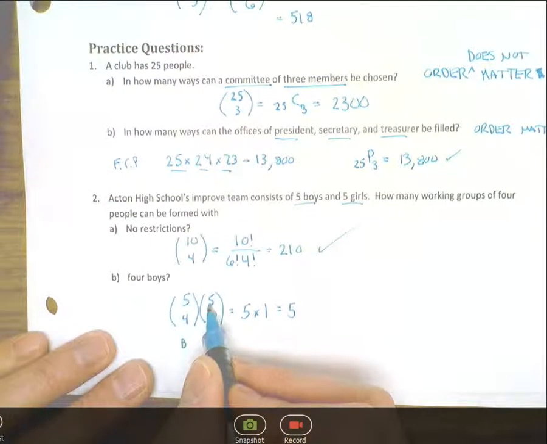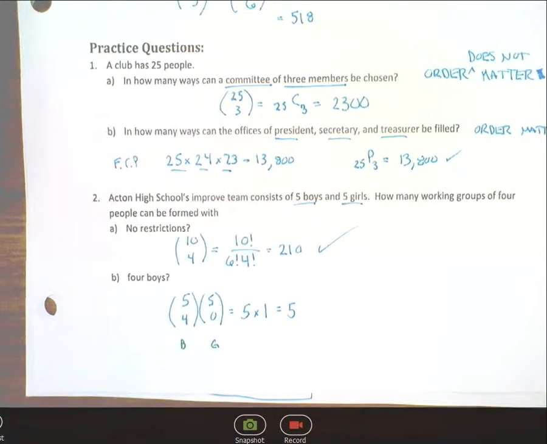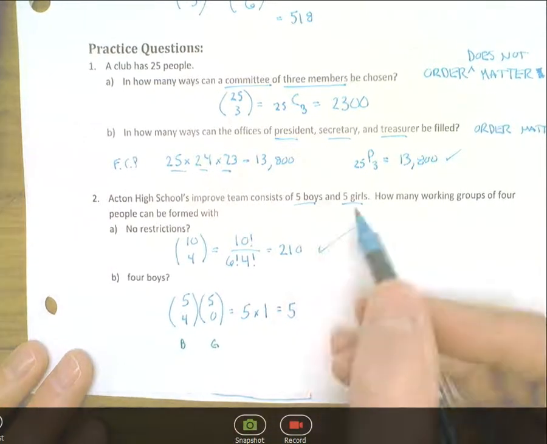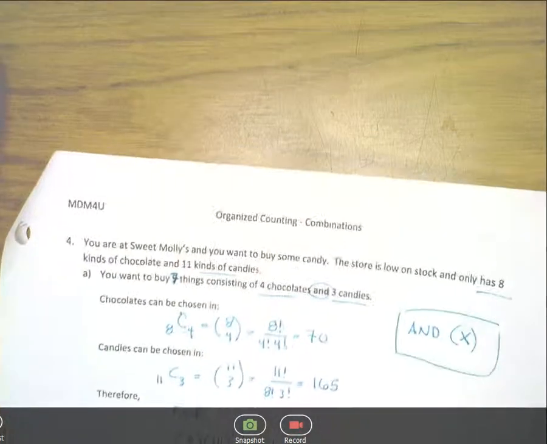Now notice, 5 plus 5 is 10, and 4 plus 0 is 4, so we still get the 10 choose 4, or the 10 and 4 adding up properly. Remember, these numbers match the original question. If they don't, you should rethink what you've done in that question.